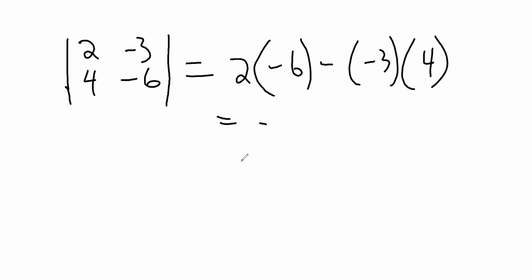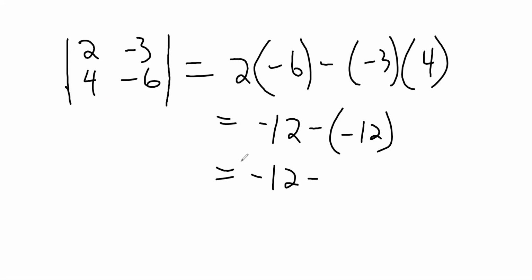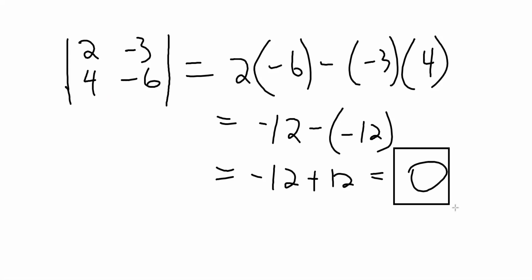You're going to get 2 times -6, -12, minus -3 times 4 is also -12. And you're basically subtracting a number from itself. You're going to get 0. Ooh, we got a determinant of 0, which is perfectly valid. That's exactly what the determinant is. It doesn't exactly leave our hearts satisfied.